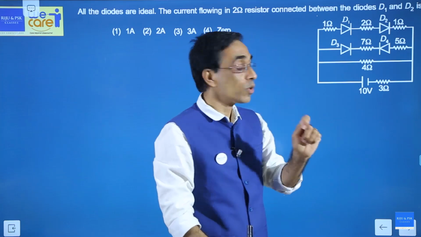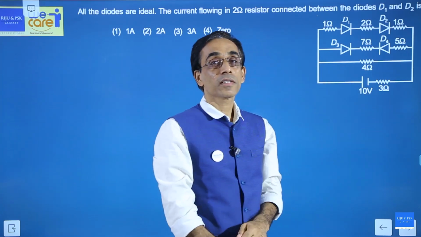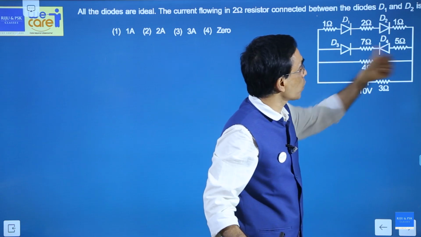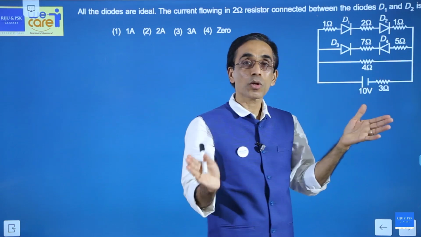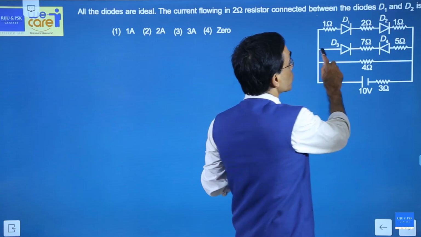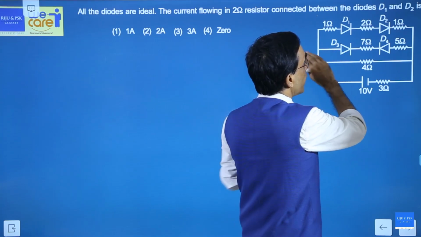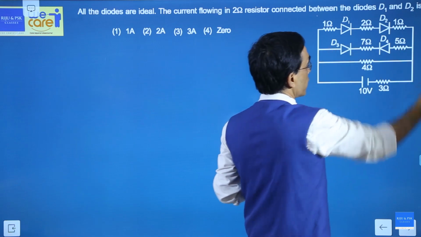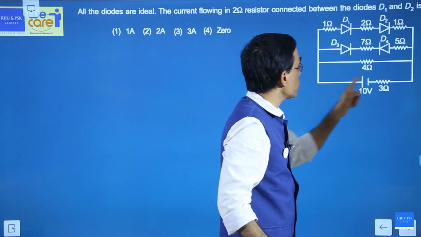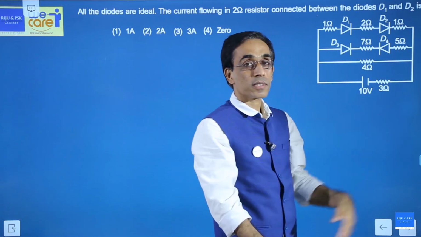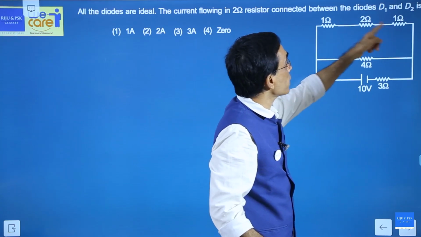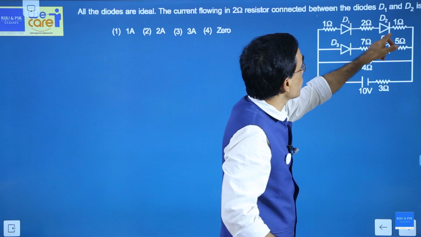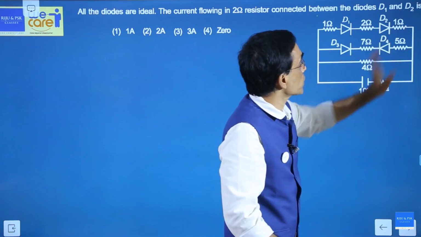If D4 does not conduct, can D3 conduct? No. D3 can conduct, but provided there is a closed path, but here D4 will act like an open circuit. So there will be no current through D3. So D3 will have no current, D4 will have no current, 7 ohm and 5 ohm will have no current. But 4 ohm is not connected to any diode, so that will always conduct. D1 will conduct, D2 will conduct, so there will be current through this one.